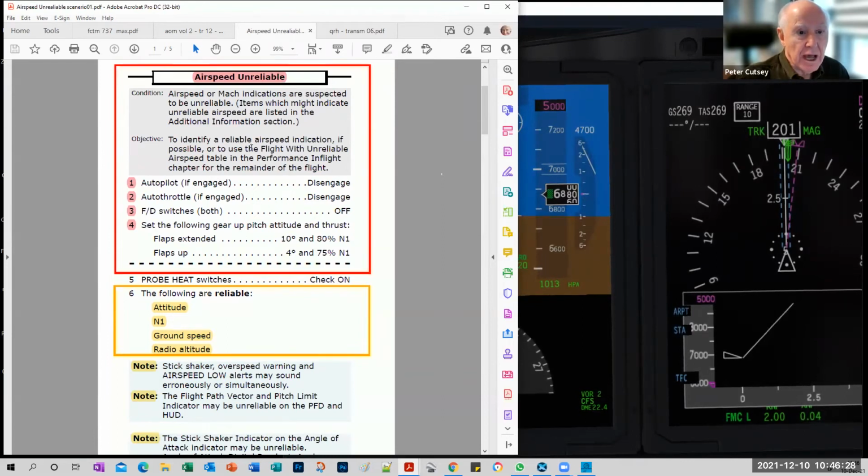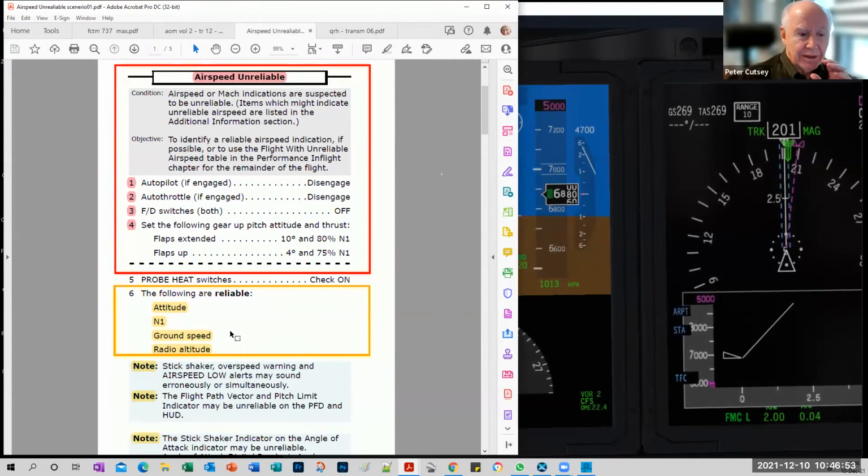The objective is to identify a reliable airspeed indication if possible, or to use the flight with unreliable airspeed table in the performance in flight chapter. We don't have time right now at this particular point to go into the performance because it was right on takeoff. And we actually found what we thought was a match. So the captain should be the pilot flying. All right.